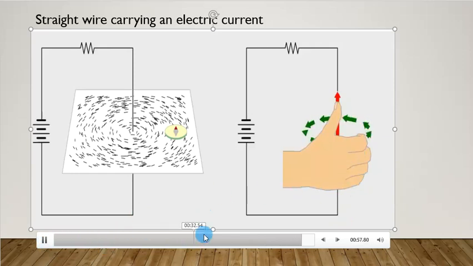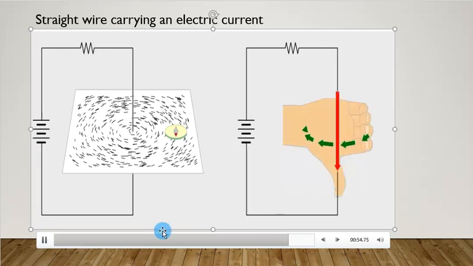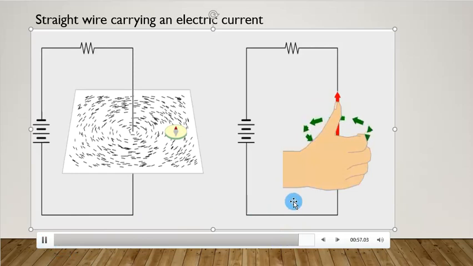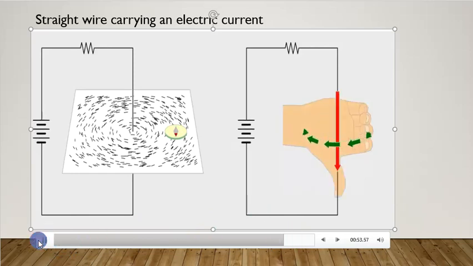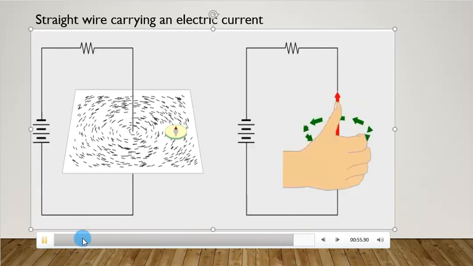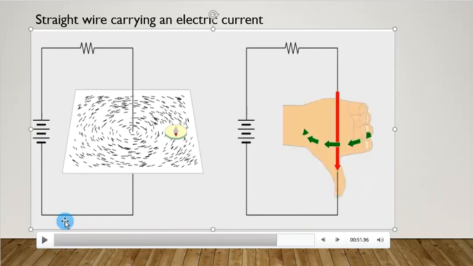Let me just repeat that part so that you see clearly. Okay, we just repeat the part where the thumb is down. This is the part I want you to understand clearly. Okay, so you can see the thumb, when the thumb is down, the fingers are curling in this direction, indicating that current is now moving. Magnetic field pattern is now in the clockwise direction when current is going down.